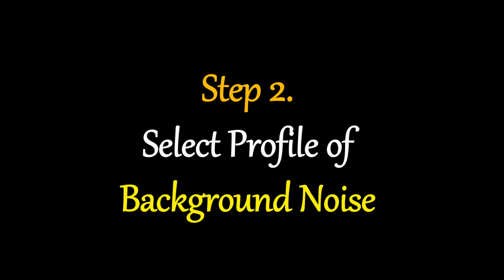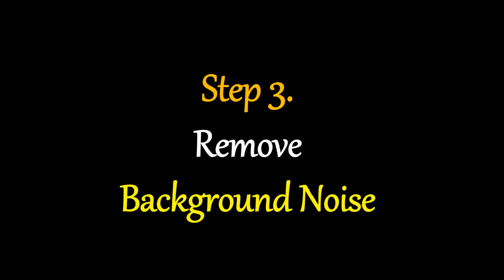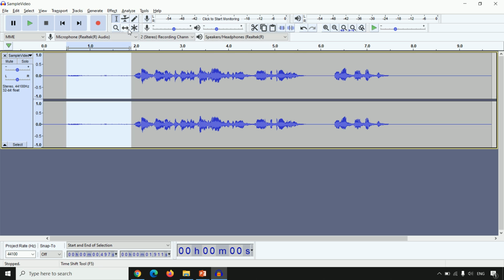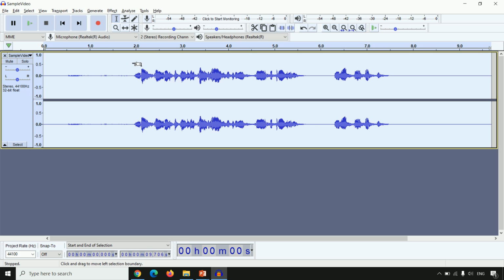So the final step, step 3, is to remove background noise. To do that, we need to select the duration of video on which we want to get rid of that noise. So press Ctrl A if you want to remove that specific noise from your whole video. Once you press Ctrl A, that profile has been selected.